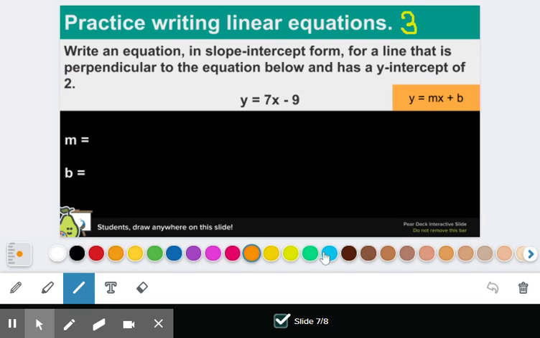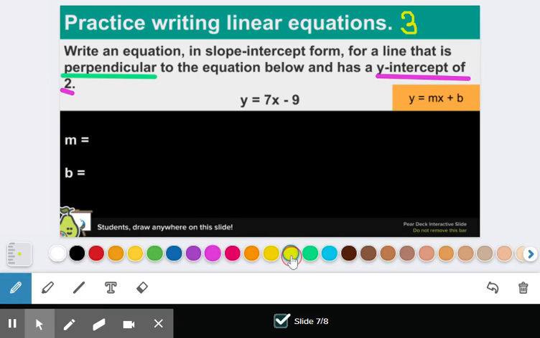Okay, last step. Number 3, write an equation in slope-intercept form for a line that is perpendicular to the equation below and has a y-intercept of 2. Again, the word perpendicular clues me in. Oh, we're talking about slope there. So easy breezy, right off the bat, I can fill in my y-intercept, my b value, and that is 2. Done there, that's easy.